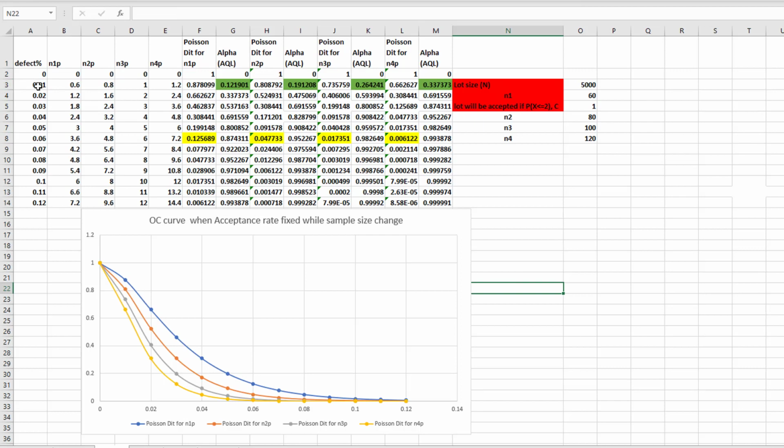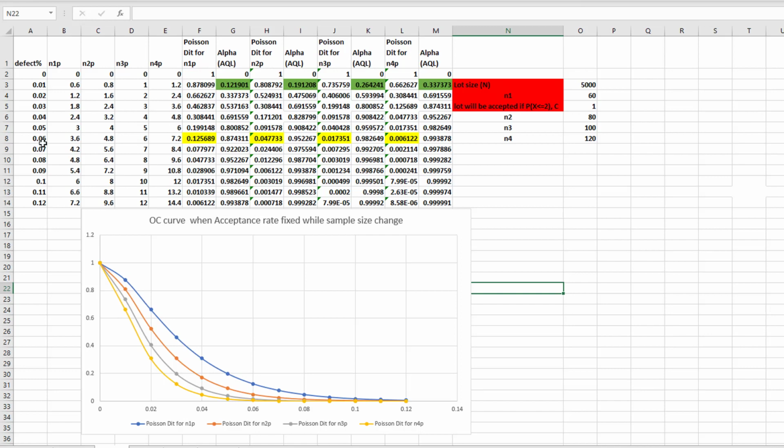And for example, for 1%, we want to check what the alpha value is. So for 1%, this; for 2%, 0.33, 0.47, 0.59, 0.69. For 1% defective, 0.12, 0.19, 0.26, 0.33. So the green one is increased. But the yellow one, for P equal to 0.06.